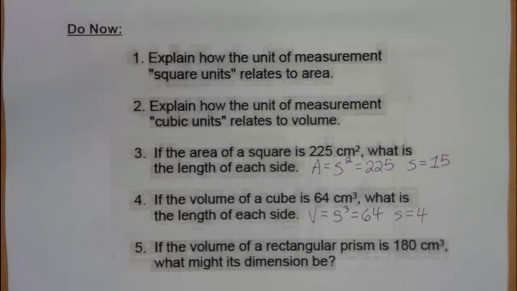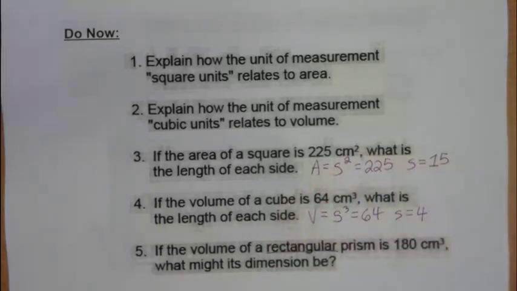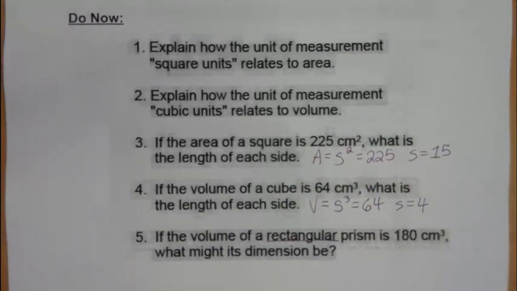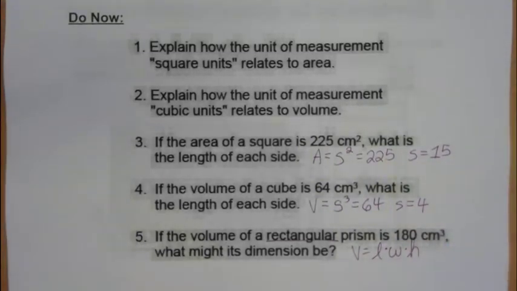So lastly, number 5, the volume of a rectangular prism is 180 centimeters cubed. What might its dimensions be? So because we are dealing with a rectangle, we don't know that all the sides are the same like we do with squares. So that means they can be anything. So our volume here could be length, width, and height. So we just think you have 3 numbers that could multiply to 180. So that could be a lot of different things.